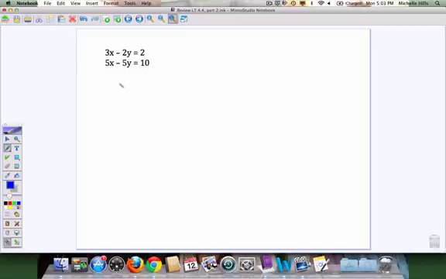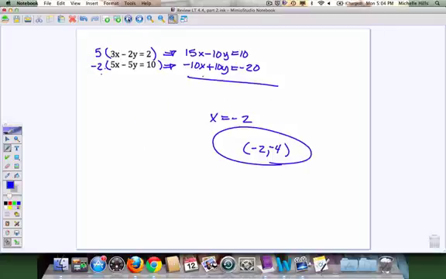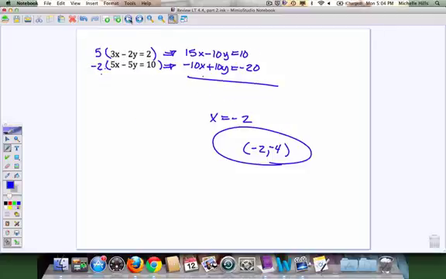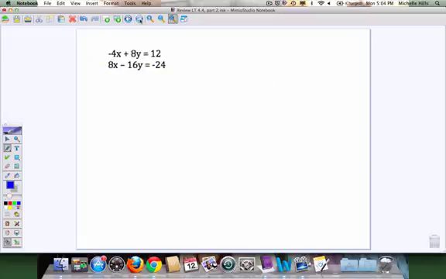Now, in this one, again, I don't have opposites, but I can create them. And I'm realizing I just put the same problem down twice, so we're going to skip that one. Here I have, boy, if I just multiplied this by 2, it would make it a negative 8x that I could add to this positive 8x to eliminate x. So negative 8x plus 16y equals positive 24.